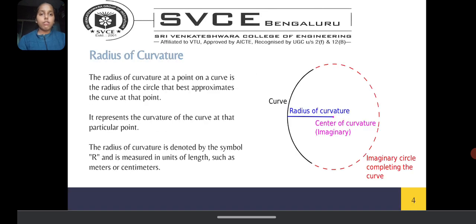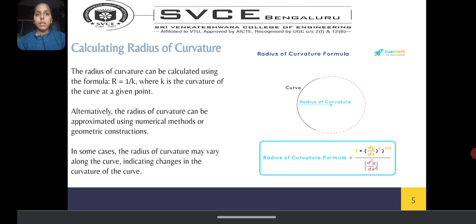Next, radius of curvature. The radius of curvature at a point on a curve is the radius of the circle that best approximates the curve at that point. It represents the curve at that particular point. The radius of curvature is denoted by the capital letter R and is measured in units of length such as meters or centimeters.